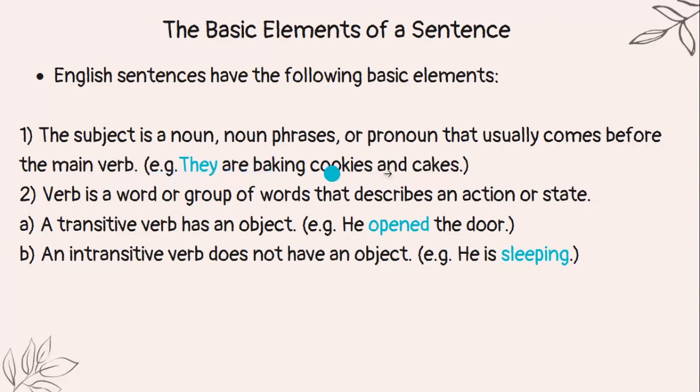For example, they're baking cookies and cakes. They is the subject here, which comes in the form of a pronoun. The second basic element is the verb. The verb is a word or group of words that describes an action or state.